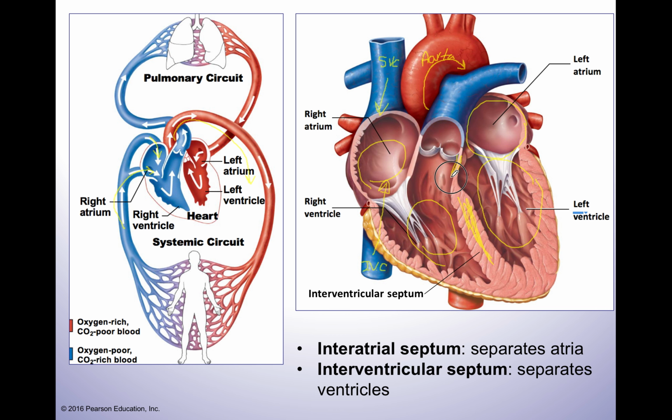So we have one right up here, which is called interatrial. Inter means between. Interatrial septum, which means between atria. And interventricular implies separation between the ventricles. Basically what it is, it's a myocardium or your heart muscle that separates the right from the left-hand side.